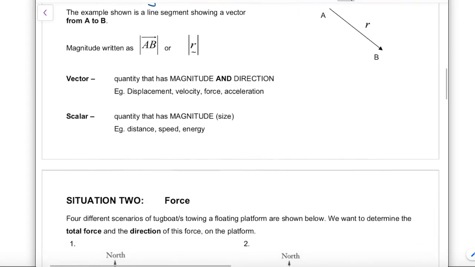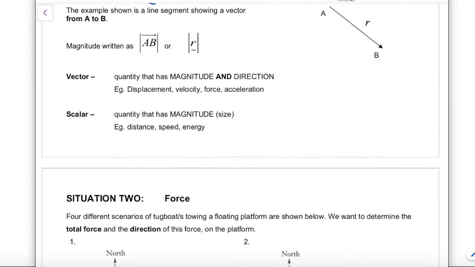So as a bit of a summary about vectors, we can use a line segment to show a vector. Here's an example of a line segment from point A to point B, and it's got the arrow to show its direction, and we've called it vector R. Its magnitude can be either written by the letter it's given or by the points that bound it.